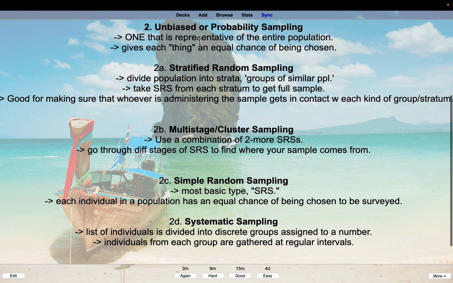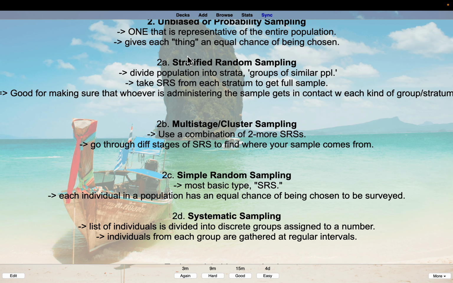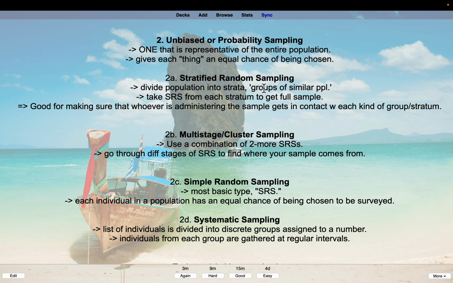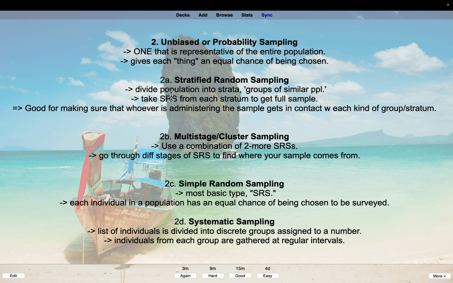Okay, 2A, stratified random. You divide the population into strata, or groups of similar people. You take simple random sampling from each stratum to get the full sample. This is most appropriate to use if you want to make sure that whoever is administering the sample gets in contact with each kind of group or stratum.